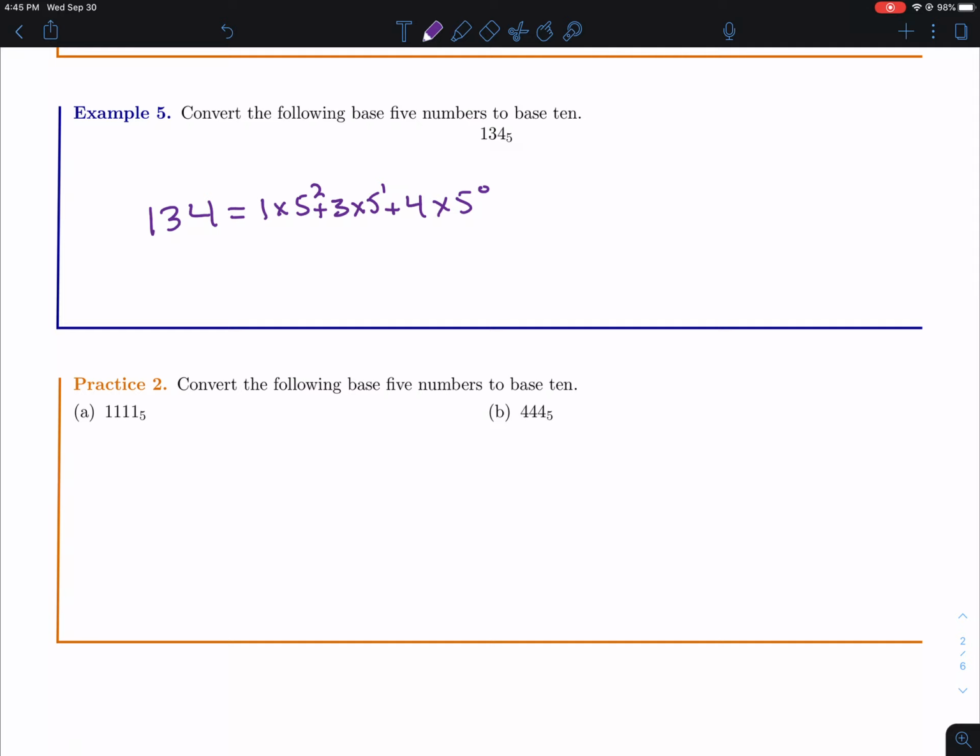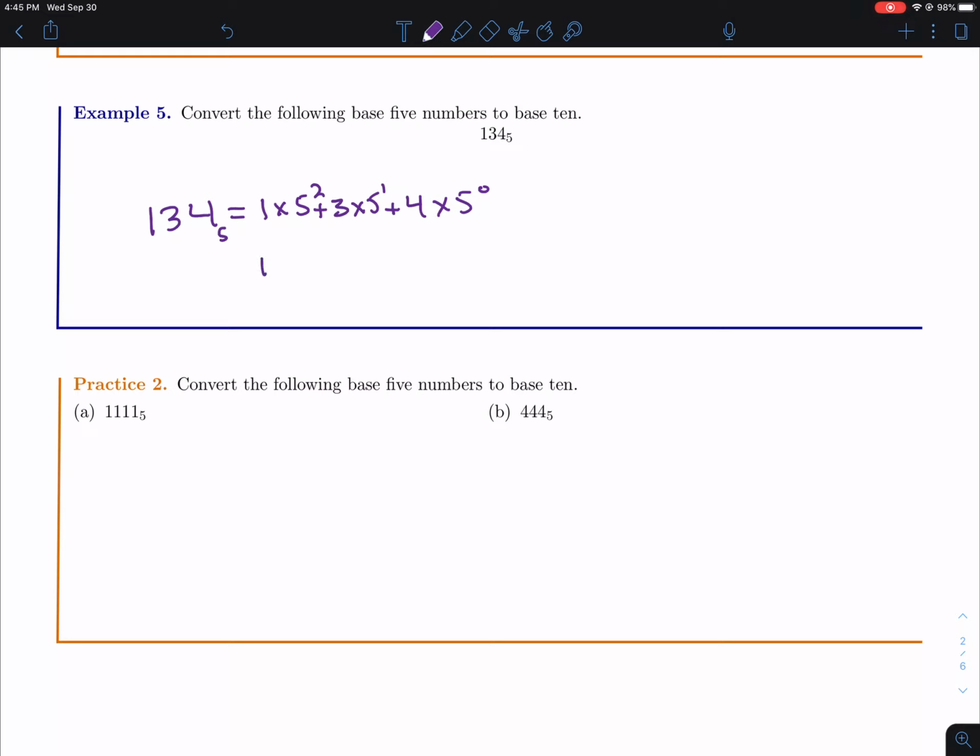And whatever your answer is, that is the base 10 number that we actually get. So as long as you can convert a base 5 number into its expanded form, then you can actually convert anything into base 10. It's not too bad. So in this case, let me simplify this.